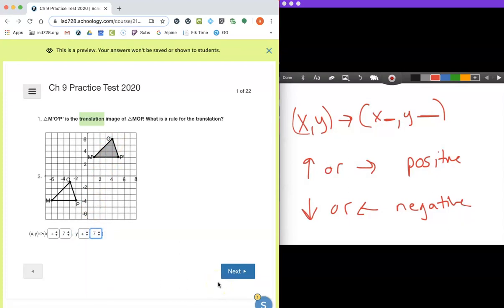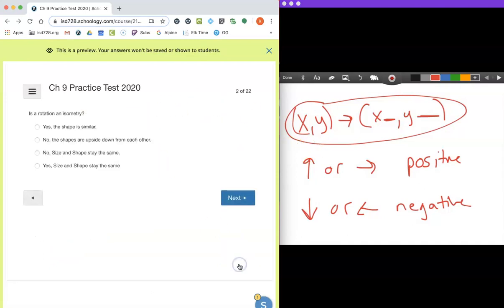So for translation images, the rules are written here. If you have to do something like that again, it would be either this drag and drop situation on the real test or maybe some kind of fill in the blank situation as well. Okay, let's see what we have next.